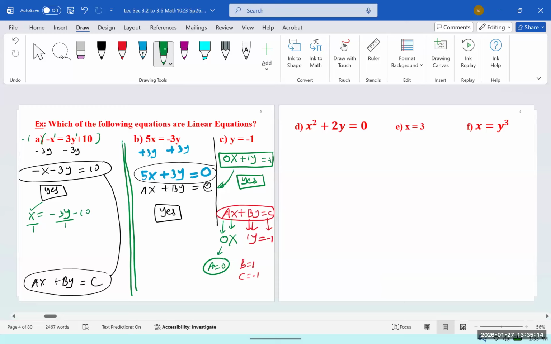Okay, now the next ones. I'm going to do D and then I'll ask for volunteers for E and F. So in the next one, we have x squared. So we don't have to look for anything else. As soon as you see more than one power on any variable, it's automatically not a linear function, because the first characteristic of being linear is they cannot have more than one power. Here x has more than one power, so it's automatically not a linear function.